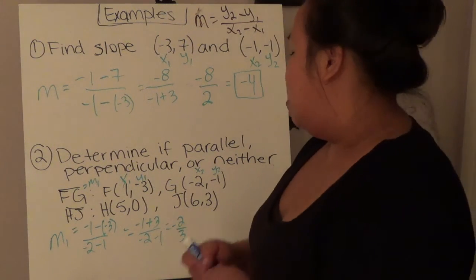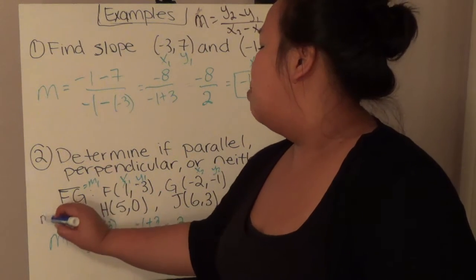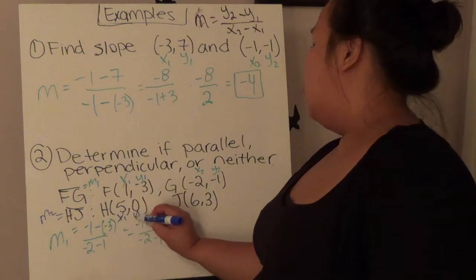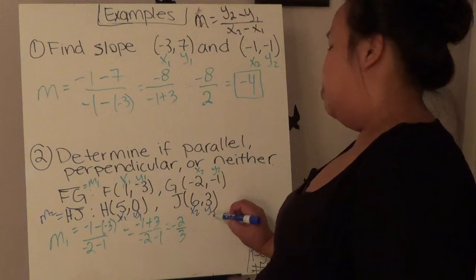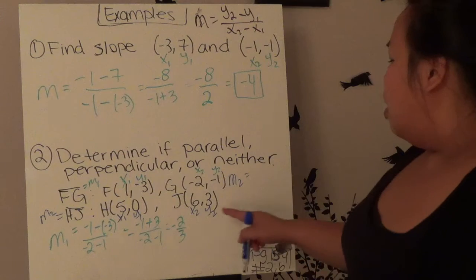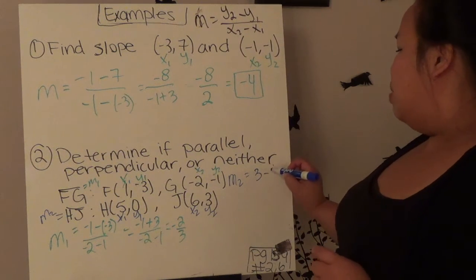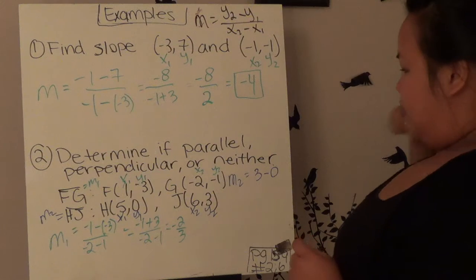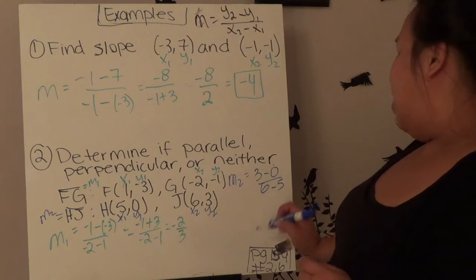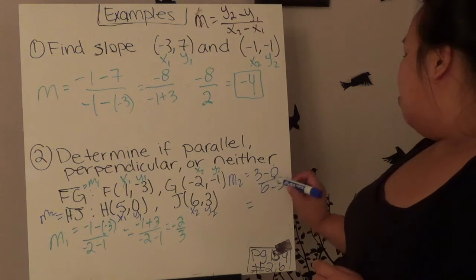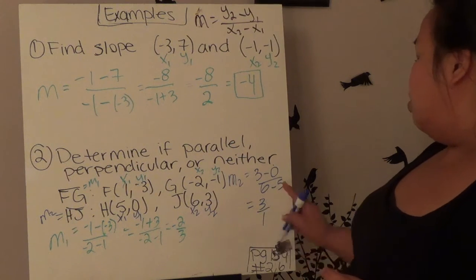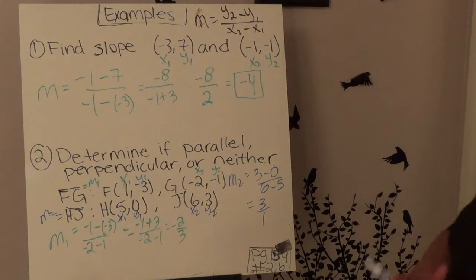So now I'm going to do the same thing, and this is going to be my m2. This is x1, y1. This is x2, y2. So here we go. m2 equals y2, which is 3, minus y1, which is 0. Okay. And then over x2, which is 6, minus x1, which is 5. And this is 3 minus 0 is 3. 6 minus 5 is 1. So 3 over 1 and -2 over 3.